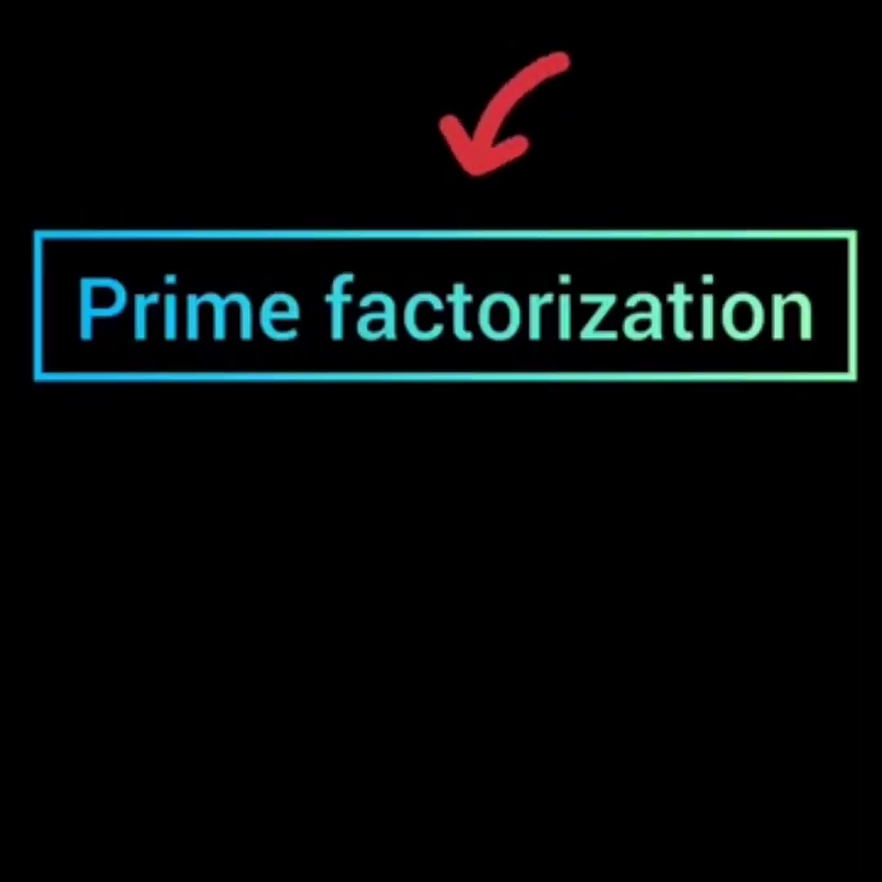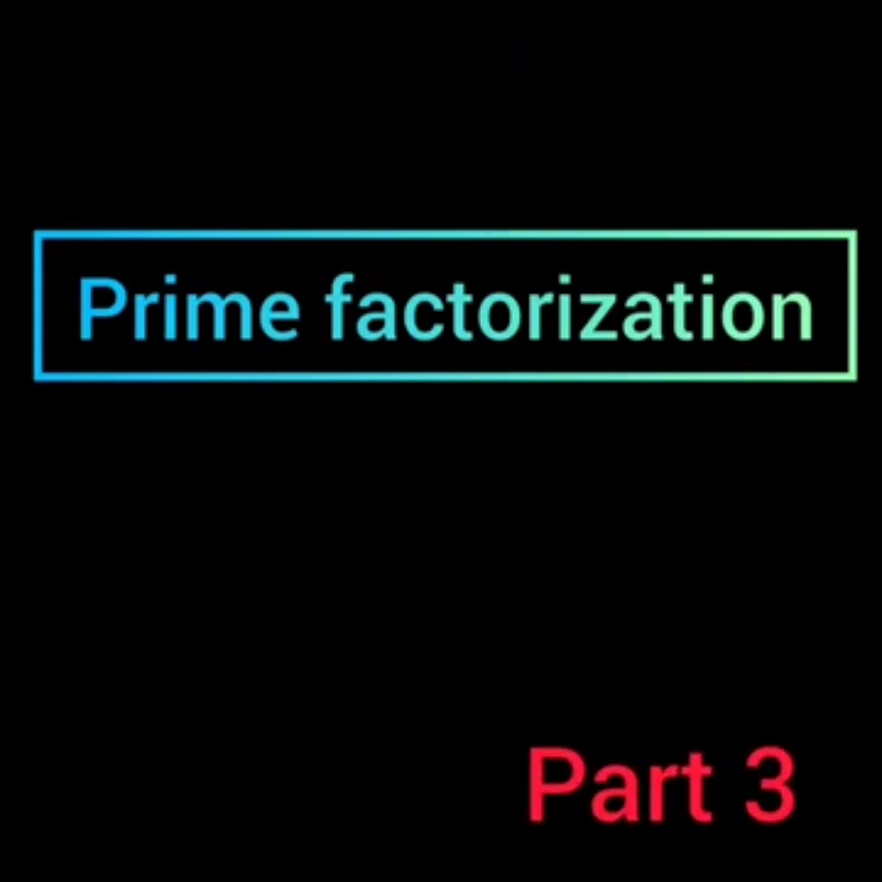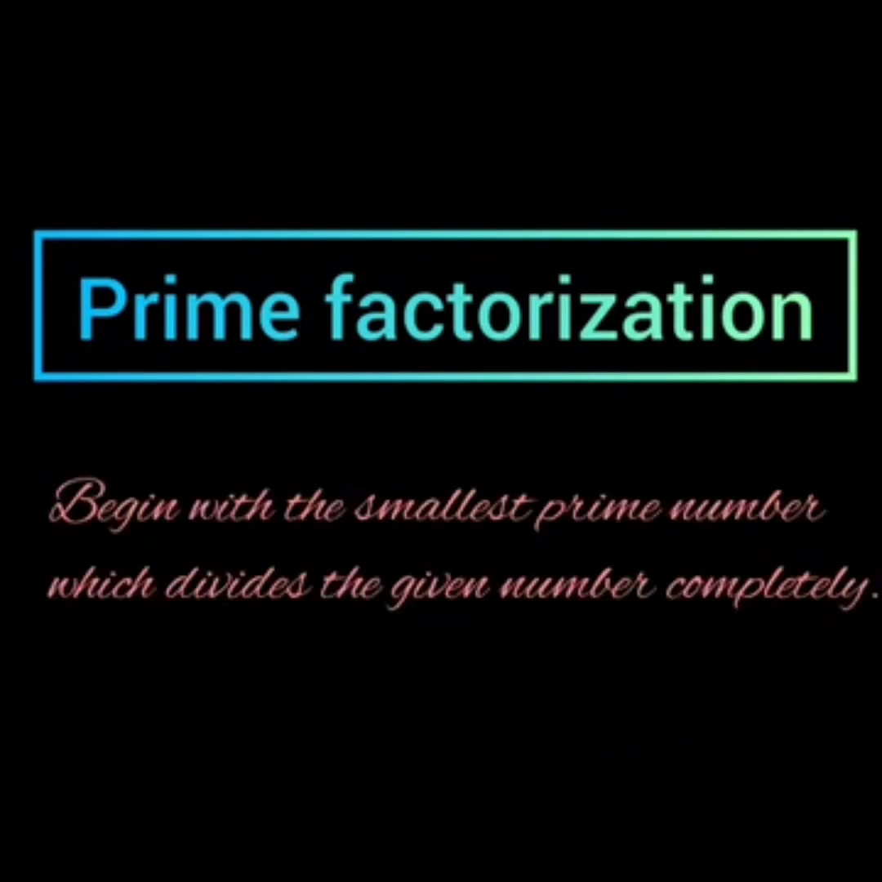Third is the method of prime factorization. Prime factorization we have already learned in part 3. Remember, in this method we always begin with the smallest prime number that divides the given number completely.